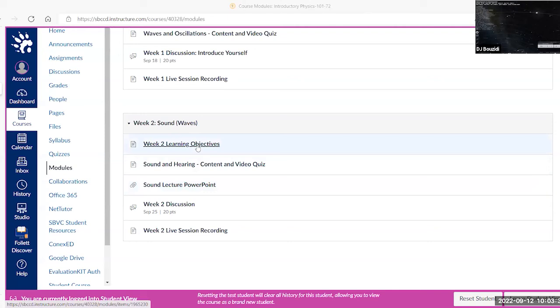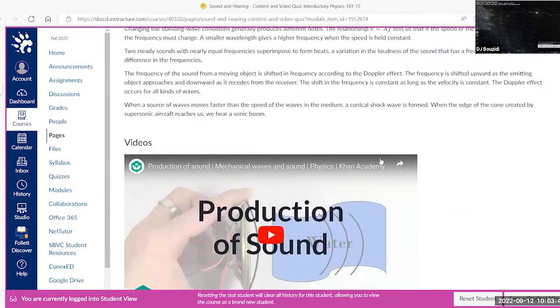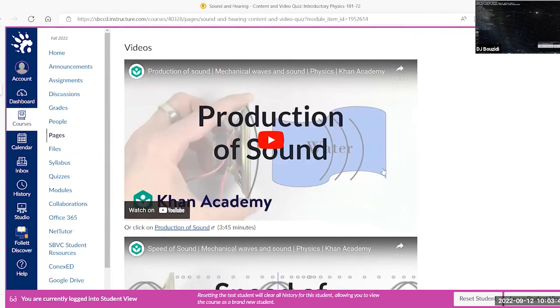So again, the learning objectives in here, the topics that we're covering today, here where it says sound and hearing content videos. If I click on it, it gives you, first of all, a summary of the things that I've been talking about, including this dispersion law, okay? And then these are the videos.